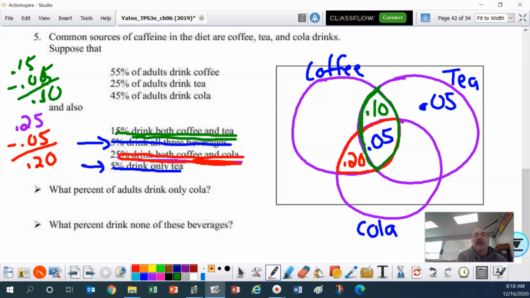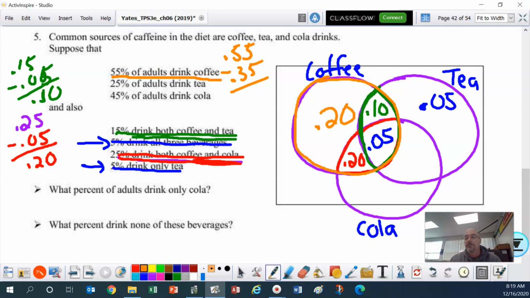Let's start with the coffee. 55%, let's go with orange. 55% of the adults drink coffee. Well, here's the coffee circle, and I already have 3 of those in that circle. Those add up to 0.35, right? If I add those 3 together, that's 0.35. So what I have to do is take away the 0.35 to see what's left, and I believe that's going to be 0.20. All right, that one's done.